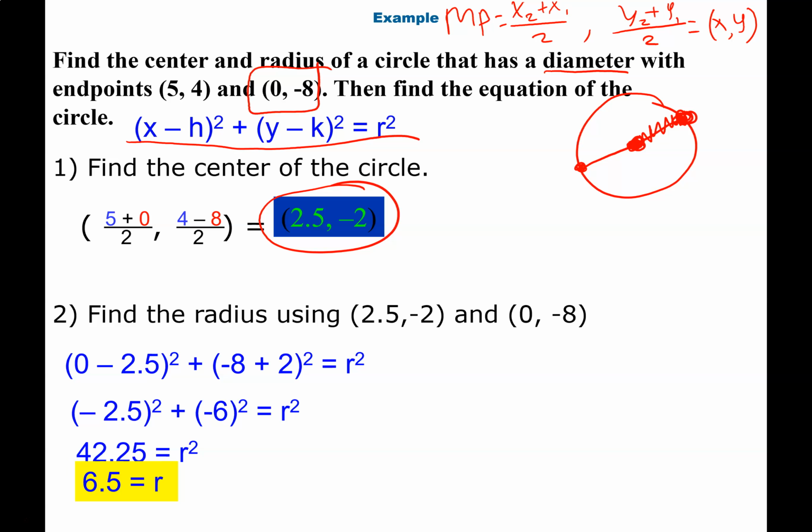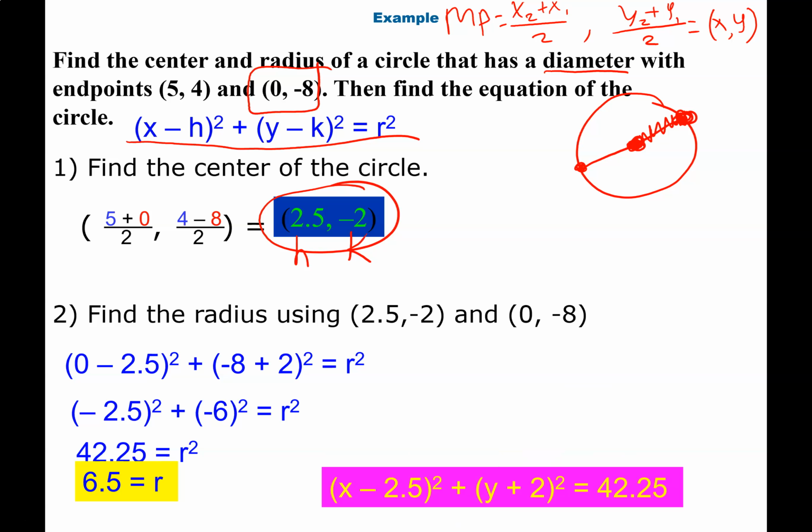And finally, if I go back to the problem, it says to find the equation in standard form. Remember, what we found here was my h and k. So that's what I need to pop into the equation. My equation will be x minus 2.5 quantity squared plus y plus 2 quantity squared is equal to 42.25. And we are done for today.